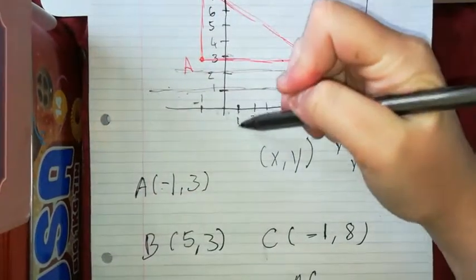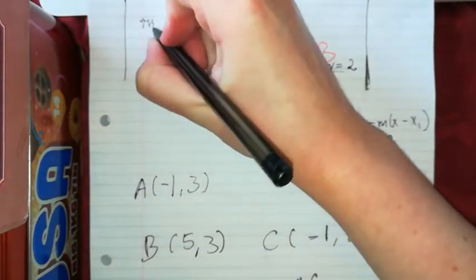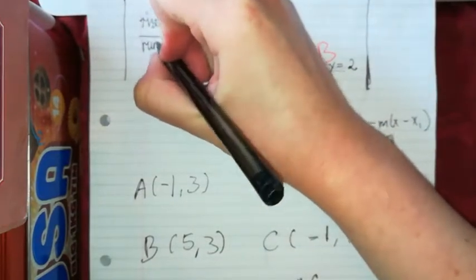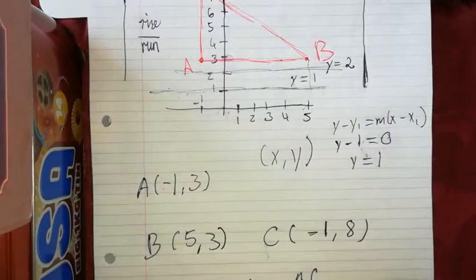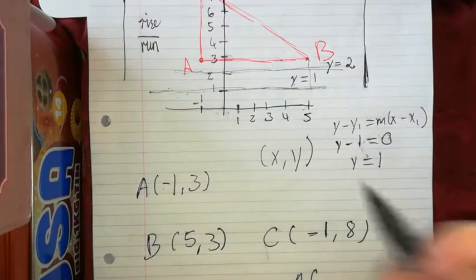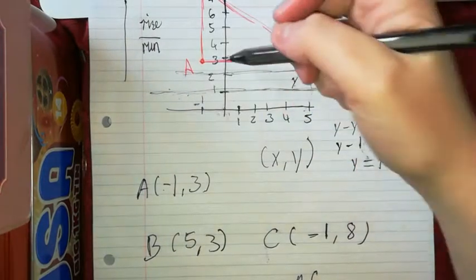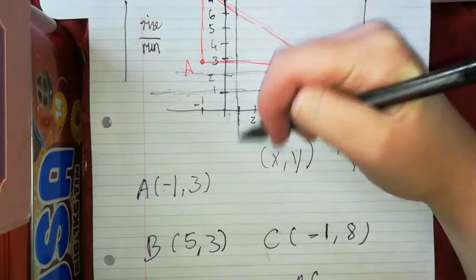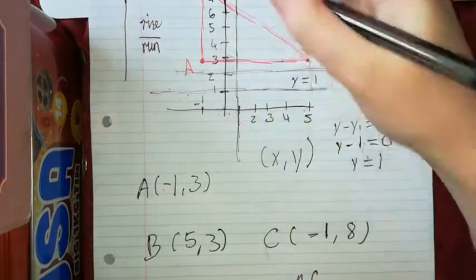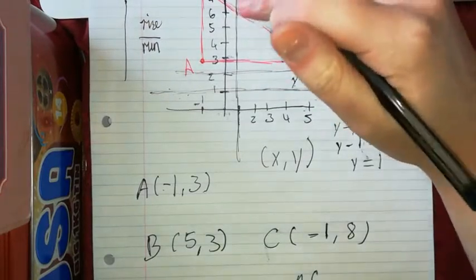But say if we have a vertical line, the slope is the rise over the run. And because with a vertical line, the run is 0, we can't divide by 0, so the slope of a vertical line isn't defined. So we can't use the slope formula to get the slope of a vertical line. But say if we have a vertical line that always goes through x is equal to 1. Well, the equation of this line is x is equal to 1.